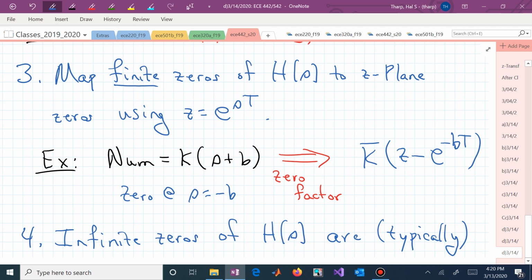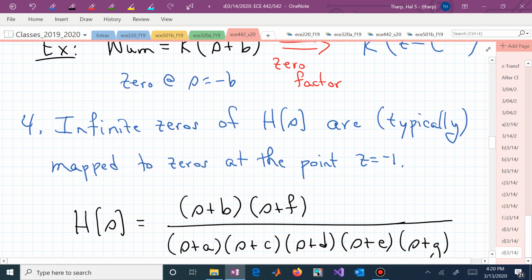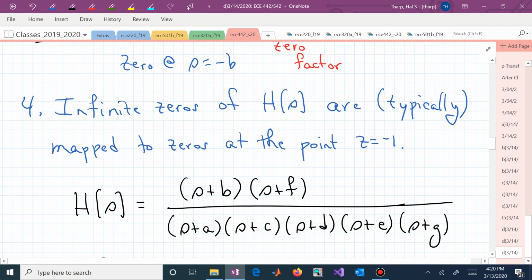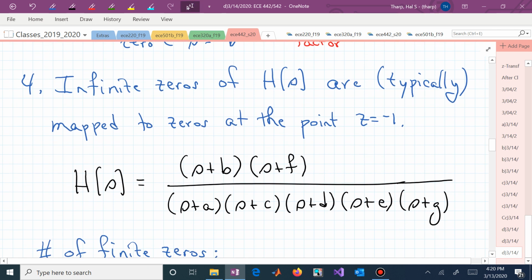We now have mapped our finite poles, real or complex, and our finite zeros, again real or complex, into the appropriate factors in the z domain. Now what do we do with infinite zeros? First we have to remind ourselves what those correspond to. That's really the difference between the number of poles, finite poles, and the number of finite zeros, or the number of poles minus the finite zeros.